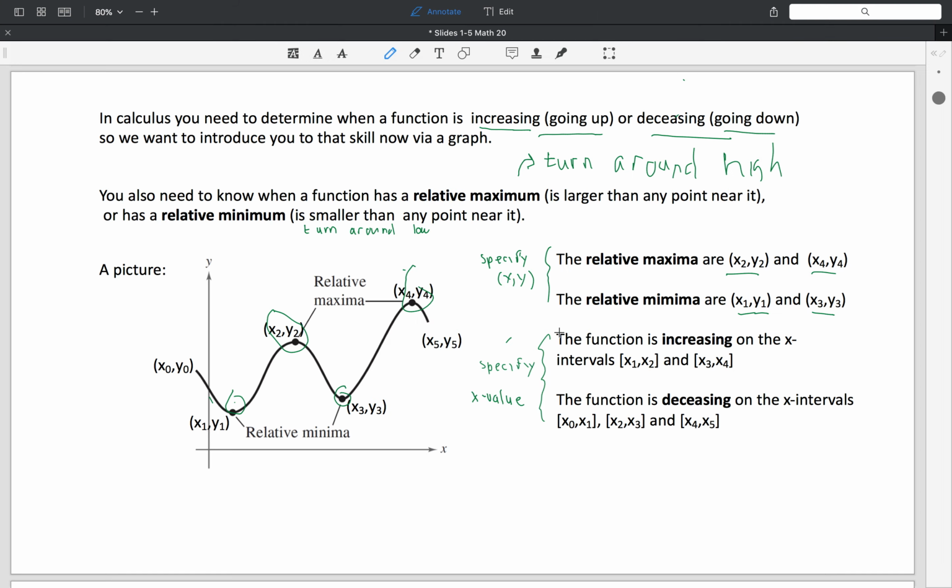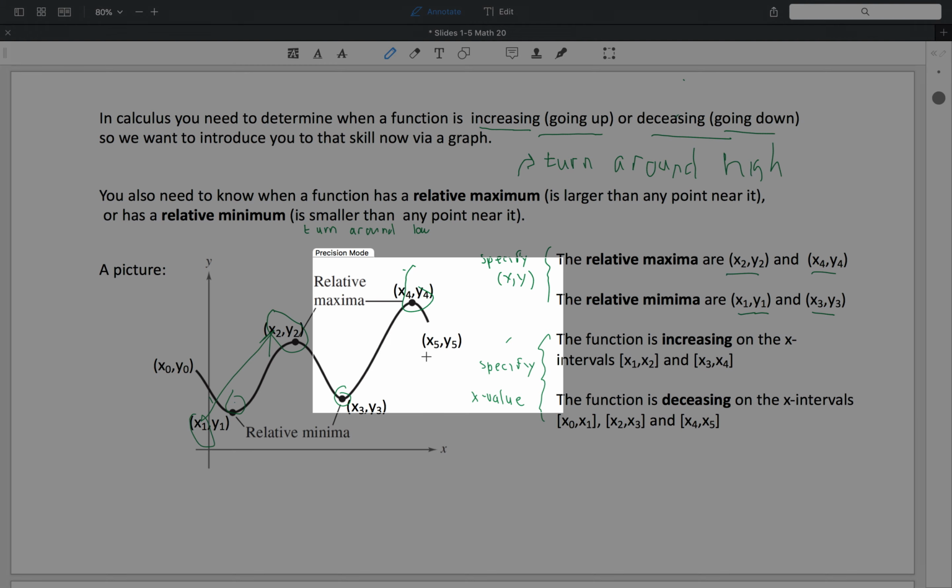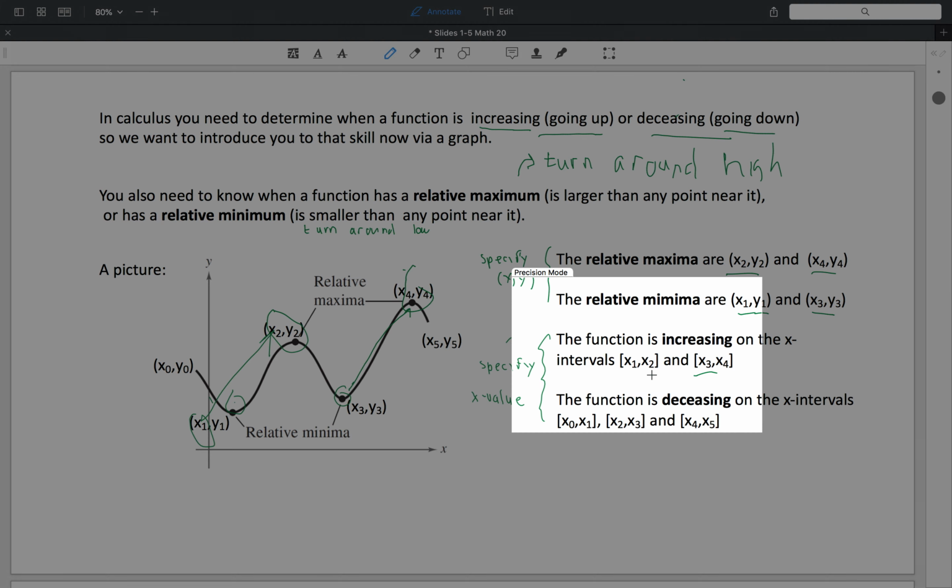Okay, so the function is increasing where it goes up, so it's increasing between x equals 1 and x equals 2, and that's how we get this. And then it's increasing between x equals 3 and, I'm sorry, let me draw that again, x equals 3 and then x equals 4. So it's increasing from there to there. So that's how I get this and this.